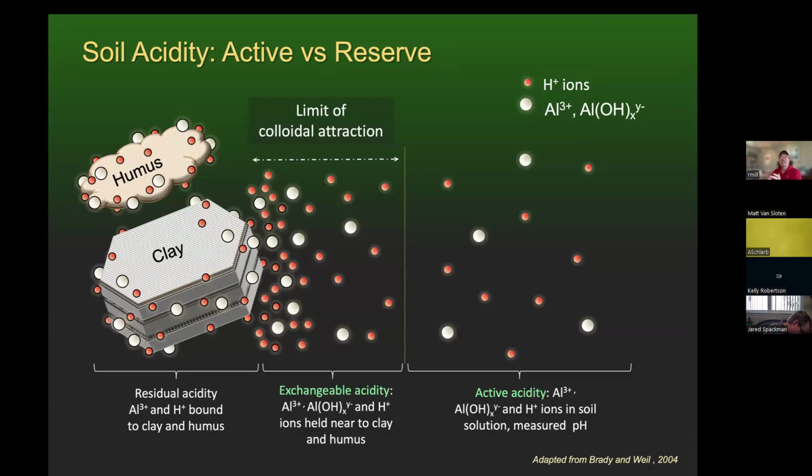This is acidity that's on exchange sites or on organic matter and really makes up the buffering capacity of the soil. So soils that tend to have high cation exchange capacity and high organic matter are going to have a lot of reserve acidity. Conversely, soils that are sandy with low organic matter are primarily dominated by active acidity because there's very little exchange site capacity to maintain that.